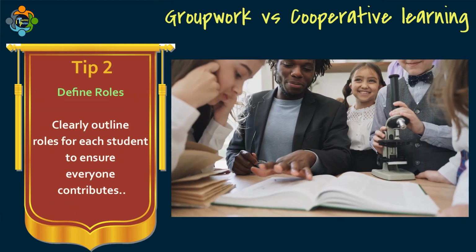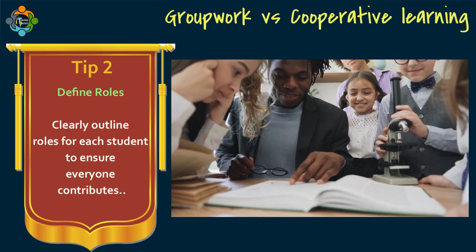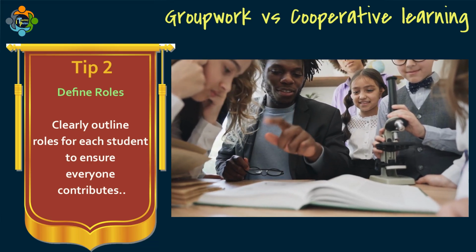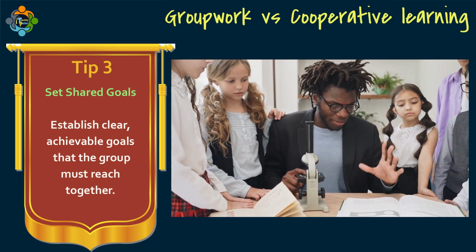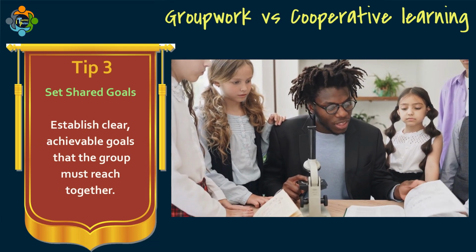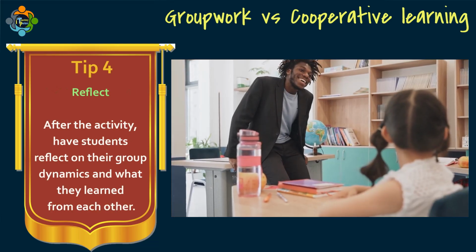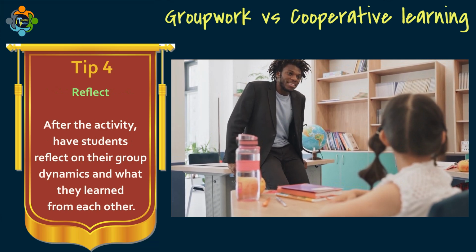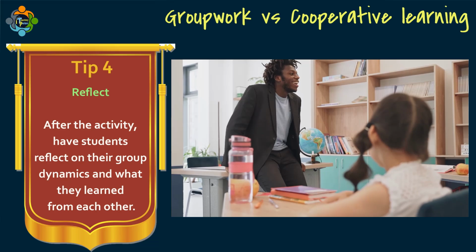Number two, define roles. Clearly outline roles for each student to ensure everyone contributes. Number three, set shared goals. Establish clear, achievable goals that the group must reach together. Number four, reflect. After the activity, have students reflect on their group dynamics and what they learn from each other.